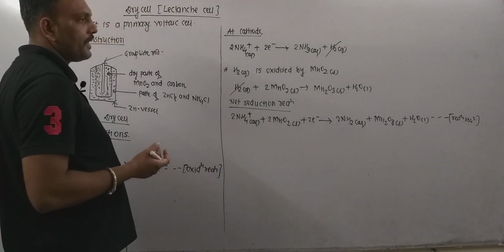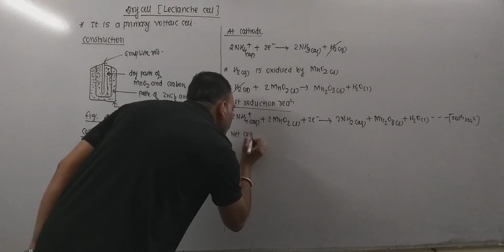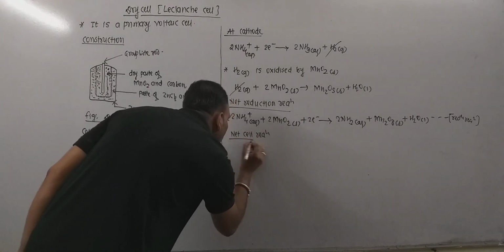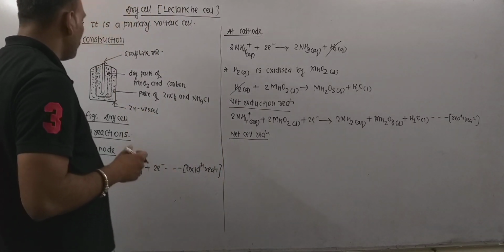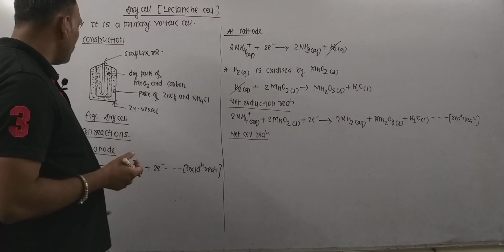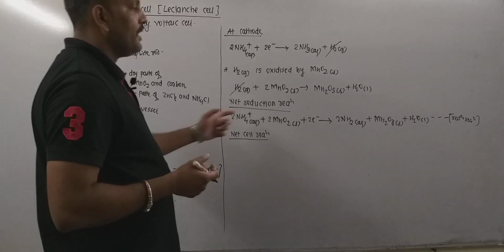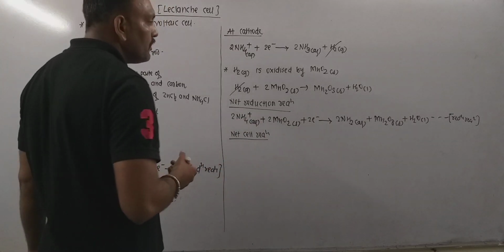Now we need to take care of the cell reaction, I mean the net cell reaction. And remember, the cell reaction is often a redox reaction. So in order to obtain the cell reaction, what do we need to do? We need to add these two, I mean the oxidation and reduction reactions. So addition of oxidation and reduction gives rise to the cell reaction.